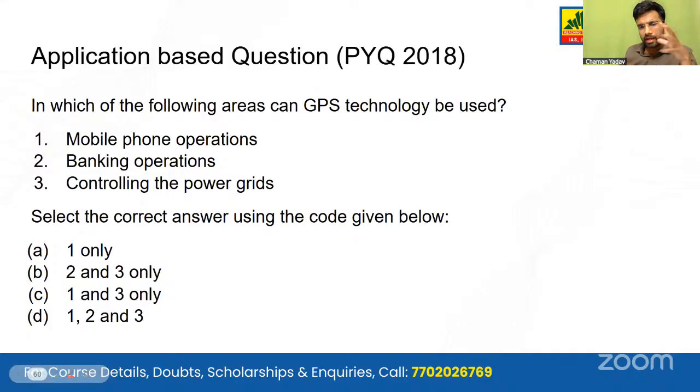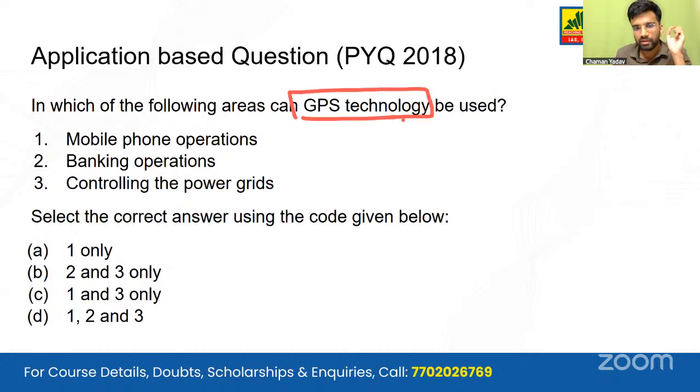Now we have some application-based questions. We are given one particular technology, and we have to see in what different and diverse fields we can apply that technology. So this question talks about GPS technologies. And we are given three: the mobile phone operations, banking operations, and controlling power units.